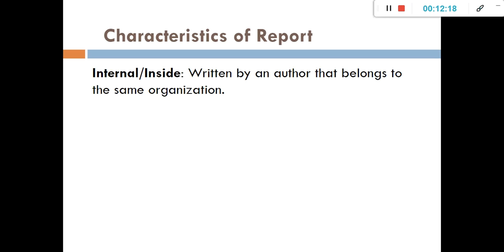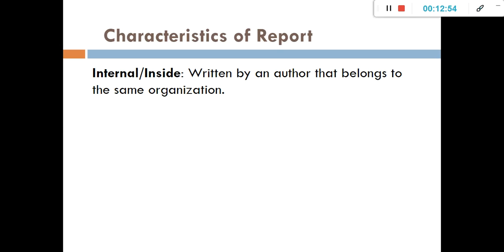Okay? Next one is, of course, when we have external, we also have the internal report. It is written by an author that belongs to the same organization. So, the opposite of the previous one we discussed. When it is an internal or inside report, the individual making the report is a member of or affiliated with the organization. One good example is in a company. Let's say you are an employee in a department and you are presenting a report to your big bosses or the owners of the company. So that could be an example of an internal report.